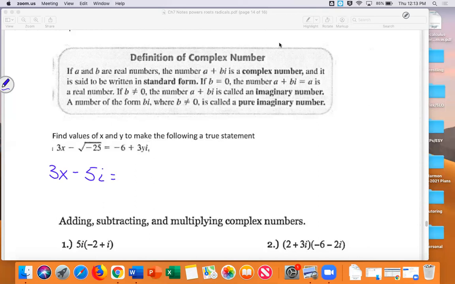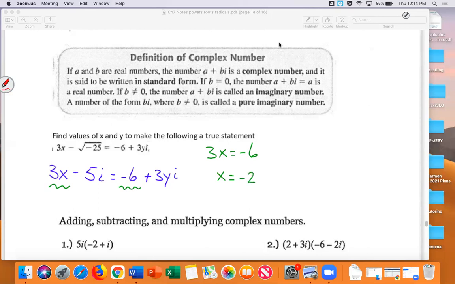And this right side is -6 plus 3yi. Do you see that, Leah? Now, we have 2 parts. We have the real part and we have the imaginary part. And all we do is set the real part equal to the real part. 3x equals -6. What would x be, Leah? -2.